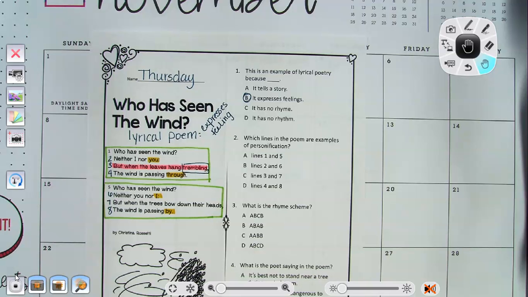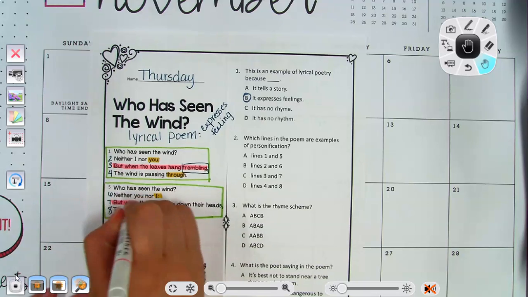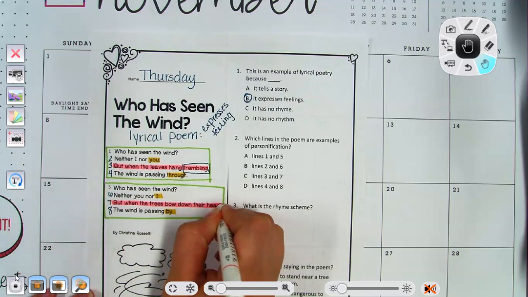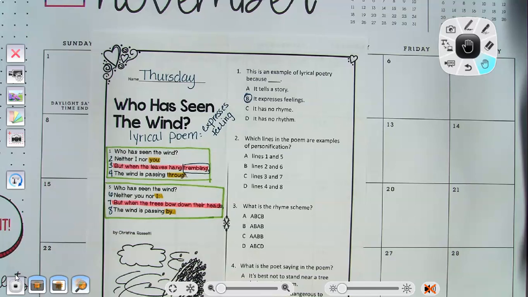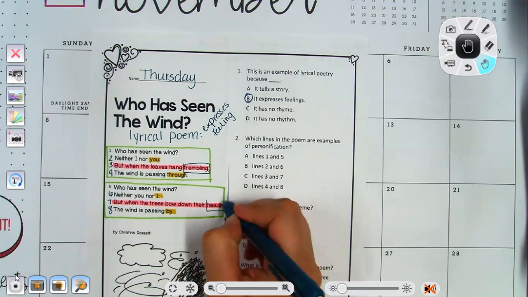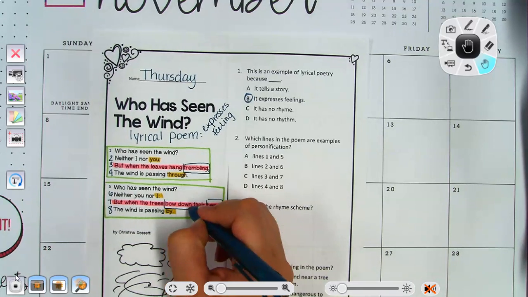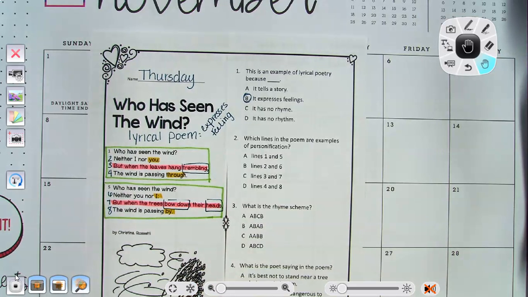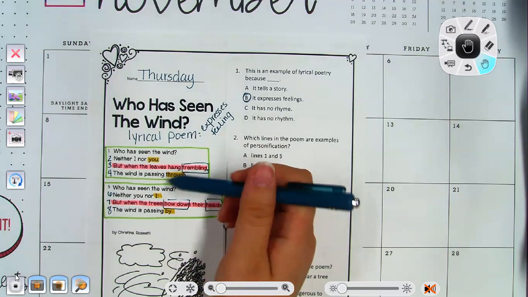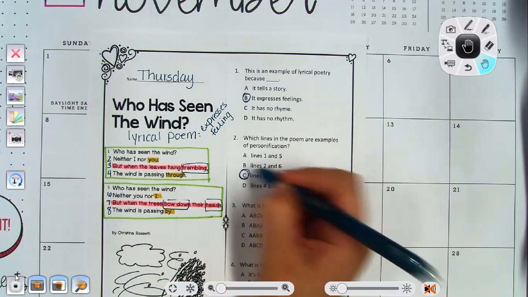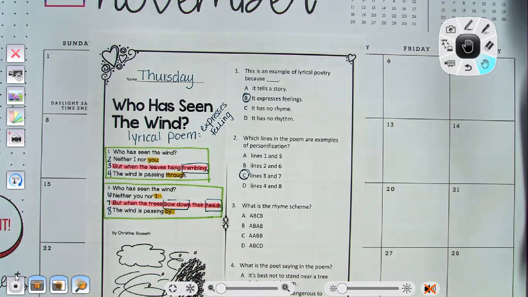And then on line 7, but when the trees bow down their heads. Trees don't really have heads, and they really don't bow down. So they're giving the trees human characteristics. So we know that lines 3 and 7 have personification. We're giving that object human traits.